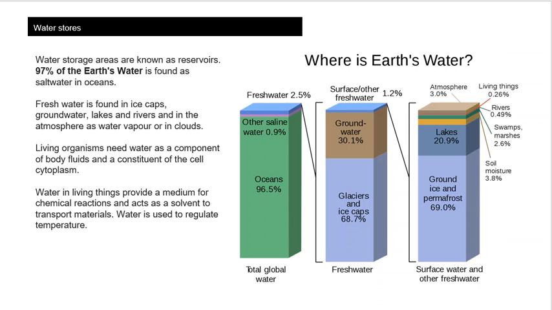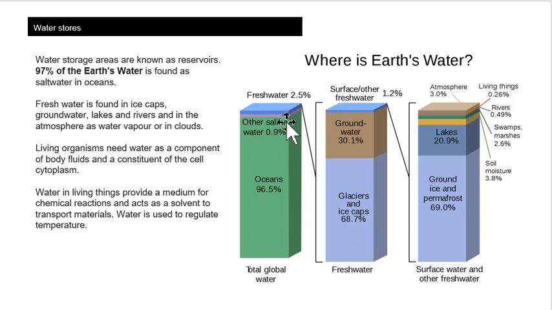So there's some of the stores of water. Water storage areas are known as reservoirs. This breaks down just what I've been talking about. We can see here that, of total global water, the majority is from oceans, nearly 96.5%. Then fresh water is about 2.3%.